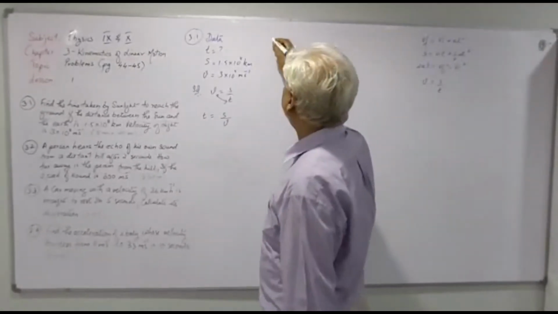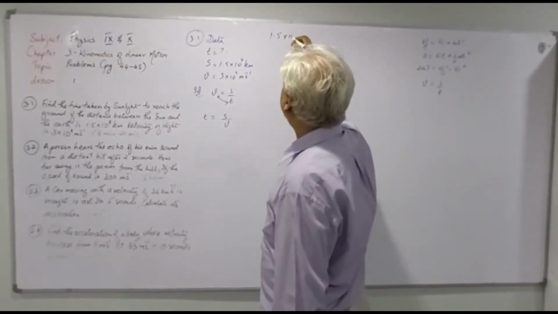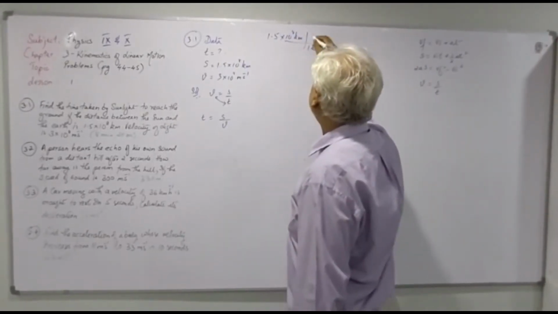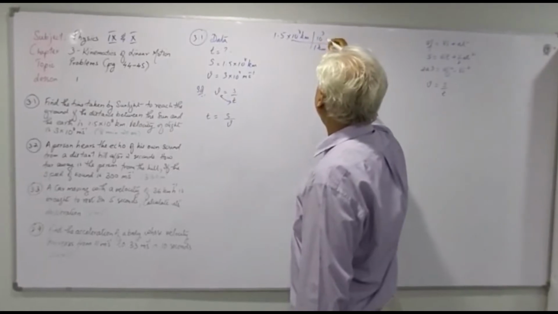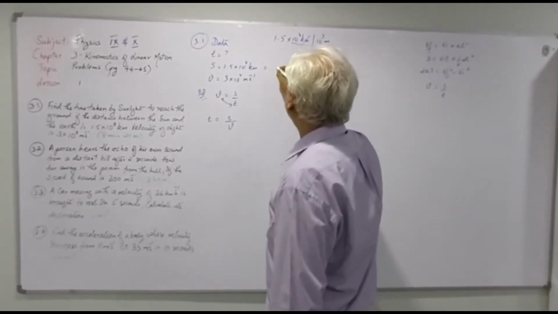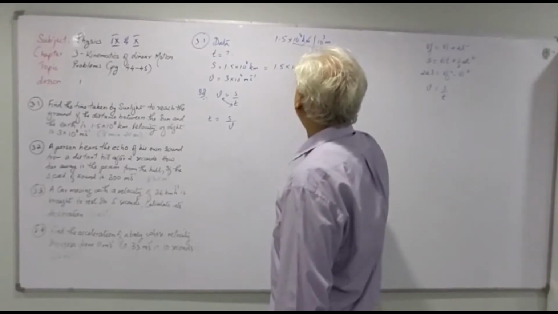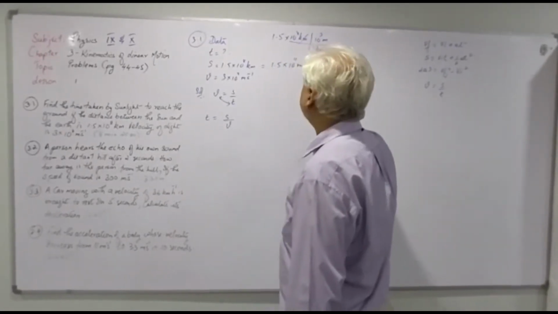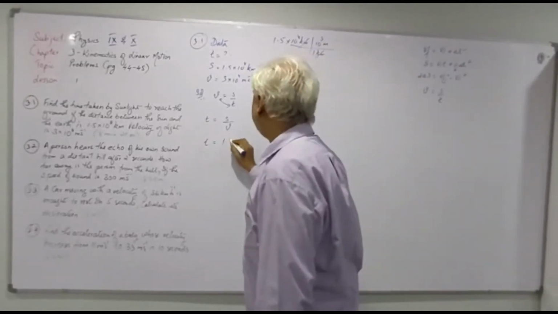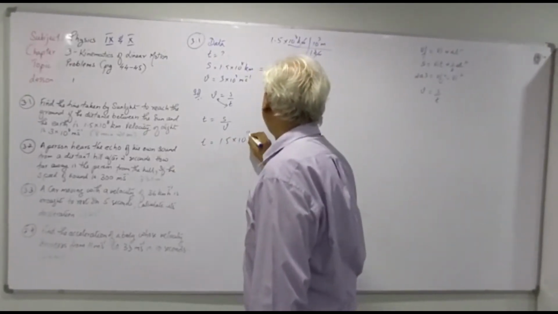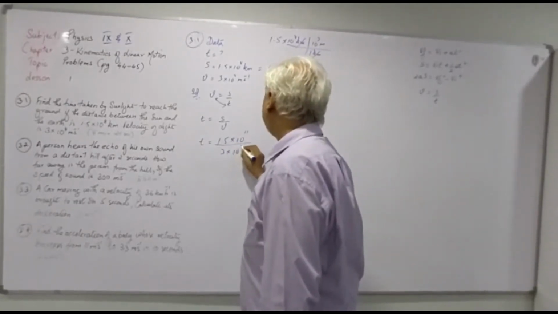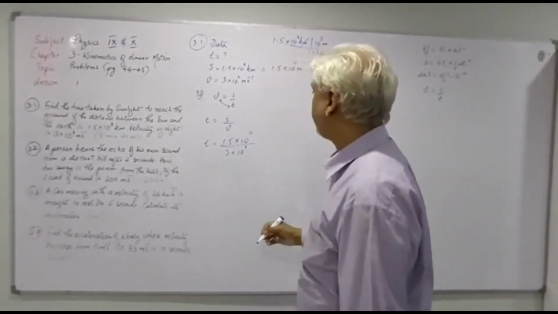So let's first convert 1.5 times 10 to the power of 8 kilometers into meters. 1 kilometer is equal to 1000 meters, that is 10 to the power of 3 meters. Kilometer will cancel. So you will get 1.5 times 10 to the power of 8 plus 3, which is 11, meters. So time is equal to distance, 1.5 times 10 to the power of 11 meters, upon velocity, 3 times 10 to the power of 8 meters per second.